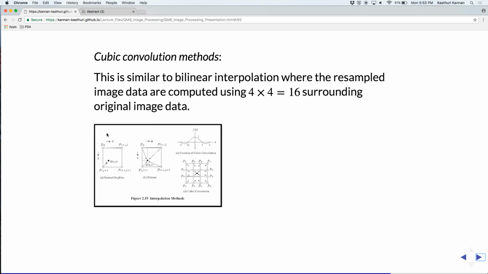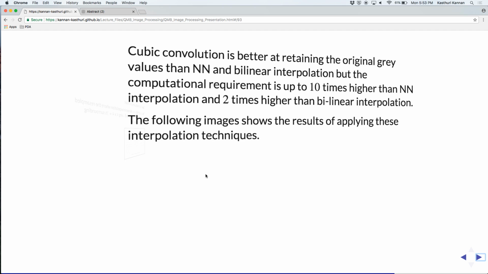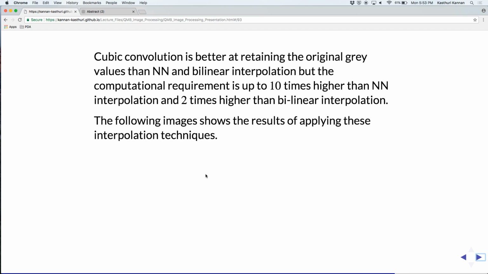And there are cubic convolution methods. So instead of just taking a single neighbor or four neighbors, the cubic convolution takes 16 neighbors and then does the computation for finding the intensity value of the pixel, right? The cubic convolution is better at retaining the original gray value than nearest neighbor or bilinear interpolation, but computationally it's very expensive. We have to think about the computation for an ImageNet of 42 million images, right? It's prohibitively expensive, and even these small things can make a huge difference between computing in a day or computing in 10 years, right?